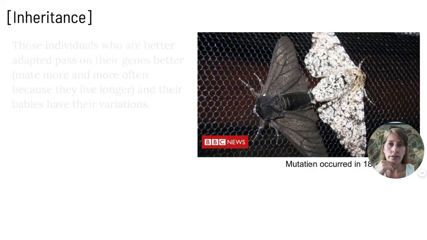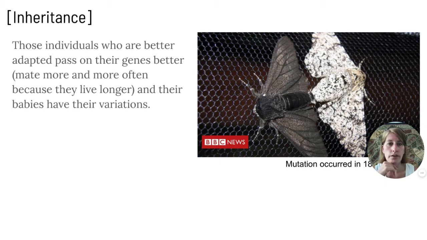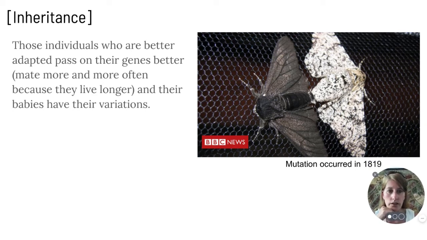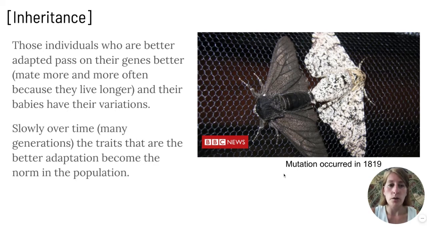And when they survive, they are going to pass on their genes better. They're going to mate more and more often because they're going to live longer, and their babies are going to have their genes with their variations in them. And those babies will then pass on those same variations to their offspring, assuming that they're still well suited for the environment. Slowly, over many generations, the traits that are better adapted to the environment are going to become the norm in the population.